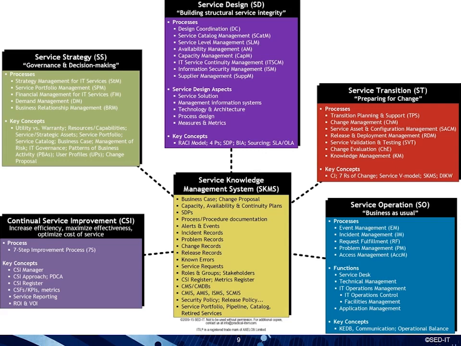My last thing here: you need to know for the exam which processes are in which life cycle phase. The mnemonic that folks have used in the past is 5, 8, 7, 5, 1. There are 5 processes in strategy, 8 in design, 7 in transition, 5 in operation, and 1 in CSI. So remember, 5, 8, 7, 5, 1. It's got a little ring to it, and you'll start picking up which processes go in which life cycle phase. There's 26.